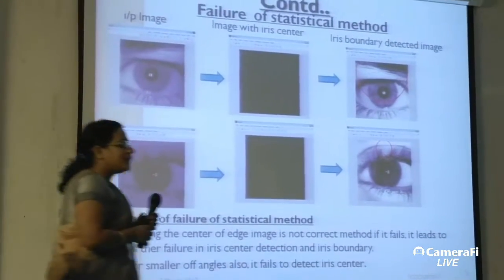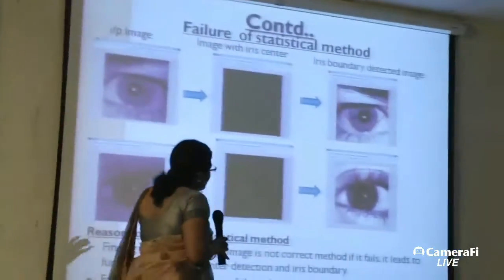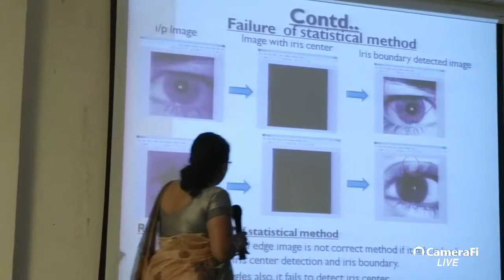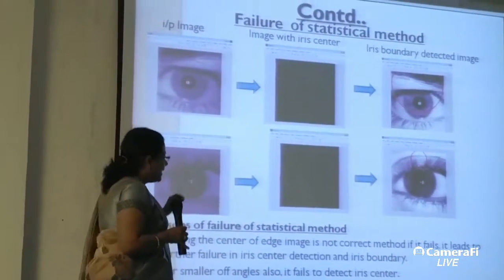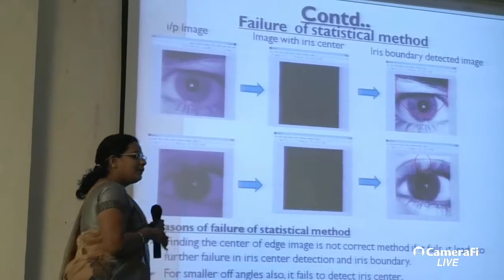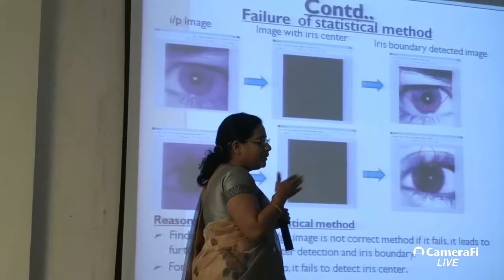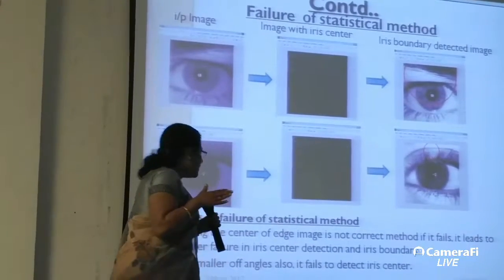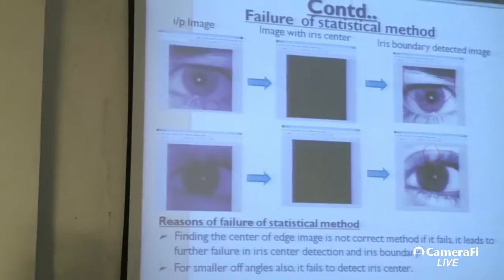But in some cases, in the database I have acquired, for most of the images the statistical method fails because it is not actually the proper method of finding the center of the iris by using the edge image. So once it fails to find the center, it fails again in finding the iris center as well as the iris boundary. And for smaller off angles also, it is not giving the proper iris center.